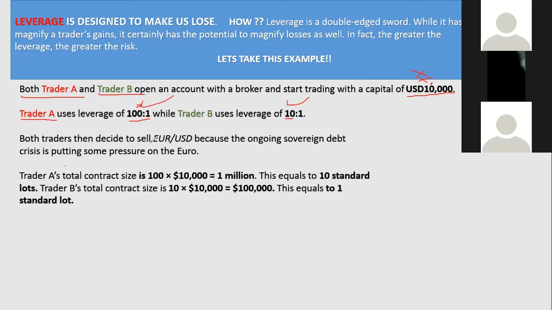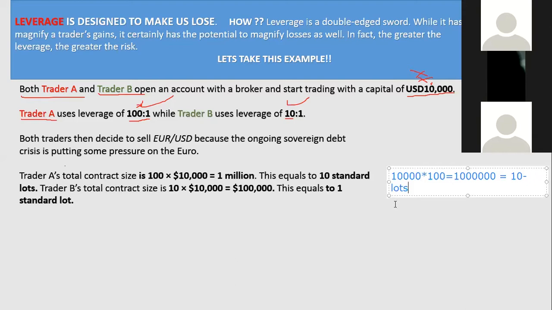Both traders then decide to sell EUR/USD, because you think the euro will go down. Trader A's total contract size is 1 million. How did we get the 1 million? By multiplying the $10,000 margin times the 100. So 1 million worth of currency, which is also the same as 10 lots. Don't forget our calculation. That's for trader A.